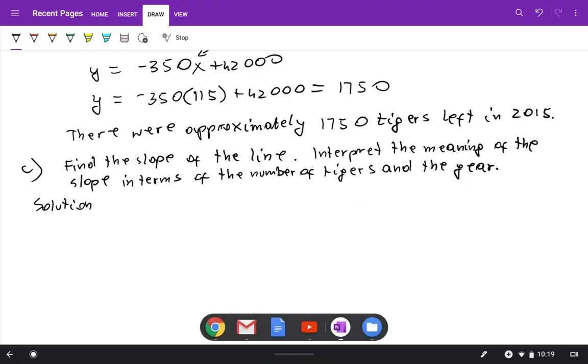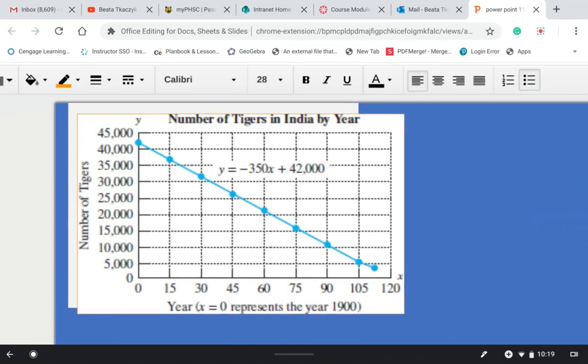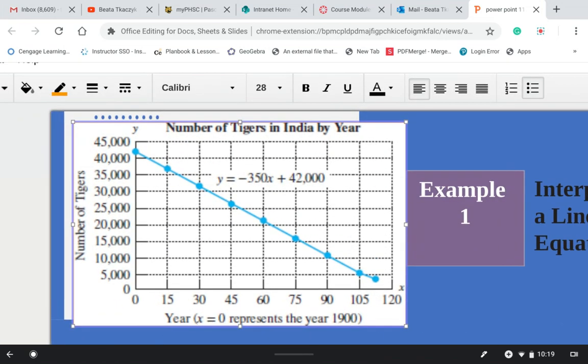Okay, so we're going back here to our graph. Okay, so this is our graph. We see the equation y is equal to negative 350x plus 42,000. And from the equation, we can read that the slope is equal to negative 350. But we need to explain exactly what is the meaning of that slope being equal to negative 350. And the negative number definitely makes sense because we see that our straight line decreases, which means the amount of tigers left in India decreases.